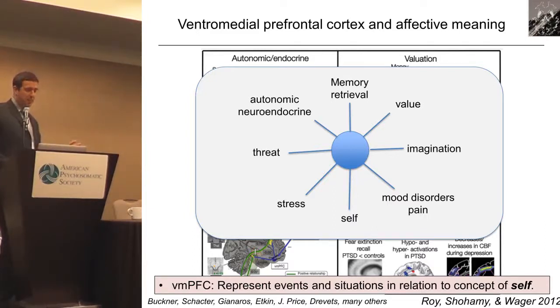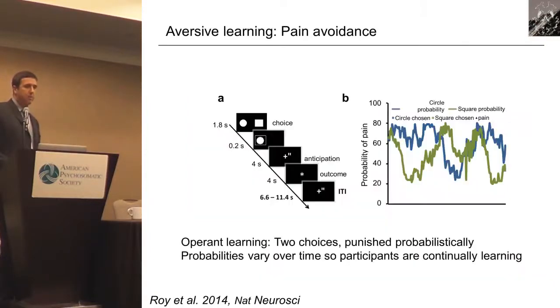And I'm happy to talk about that more. So how do we boil that down to a simple paradigm that we can do in humans or potentially animals in the scanner? So here's the paradigm. It's an operant learning paradigm, so you have to choose one of two choices on a trial, circle or square. And each one's going to give you pain some of the time. The probabilities that each is associated with pain are shown by the blue and the green lines there, and they drift over time so that people have to continuously learn, well, which one is bad now? And that's how we can study the learning process.